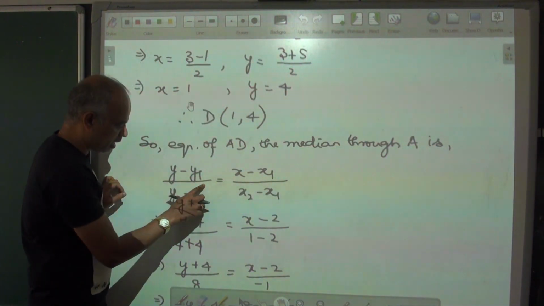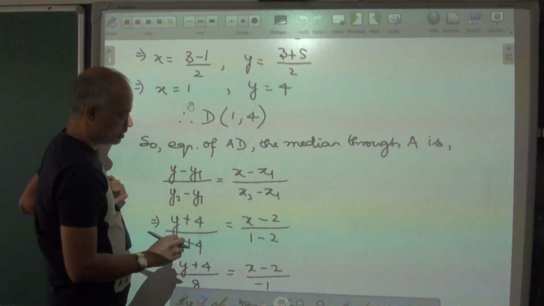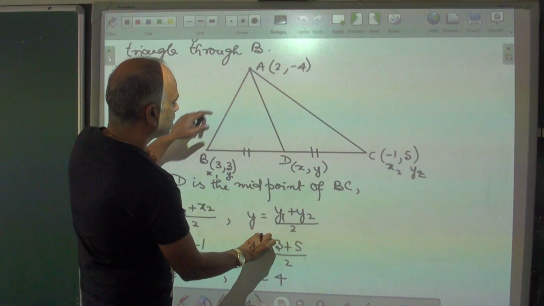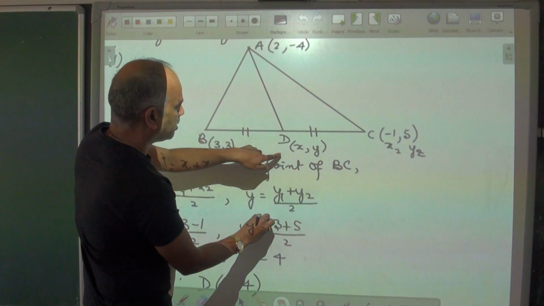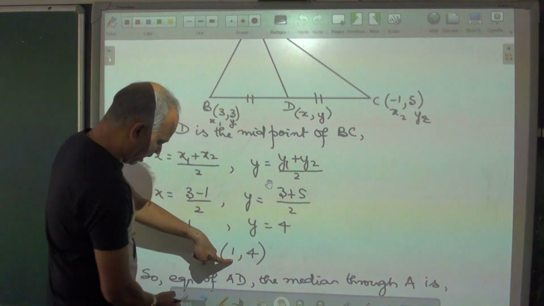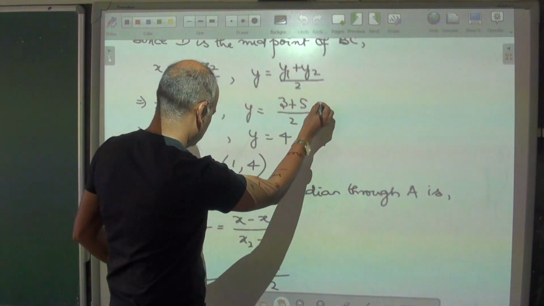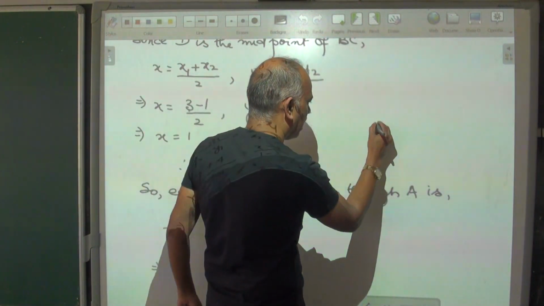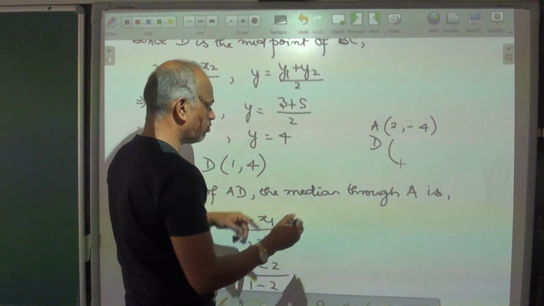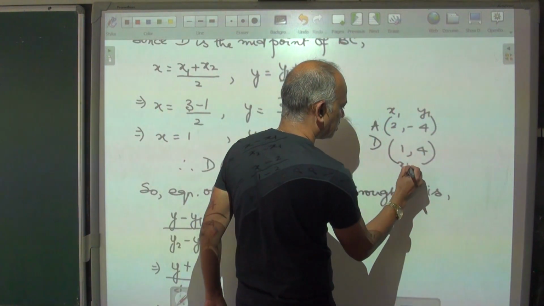Y minus y1 by y2 minus y1 is equal to x minus x1 by x2 minus x1. These are the values that you have to substitute. A's coordinates are this and D's coordinates are these. Somewhere beside I'll just write down A's coordinates and D's coordinates. A's coordinates are 2, minus 4, and D's coordinates, that's the second point, is 1, 4. So this becomes x1, y1 and this becomes x2, y2.